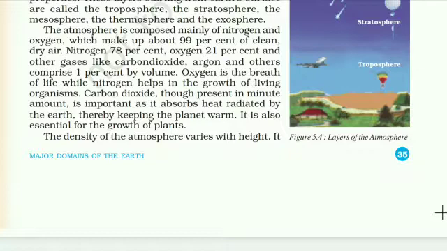Oxygen is the breath of life, while nitrogen helps in the growth of living organisms. Carbon dioxide, though present in minute amounts, is important as it absorbs heat radiated by the earth, therefore keeping the planet warm. It is also essential for the growth of plants.